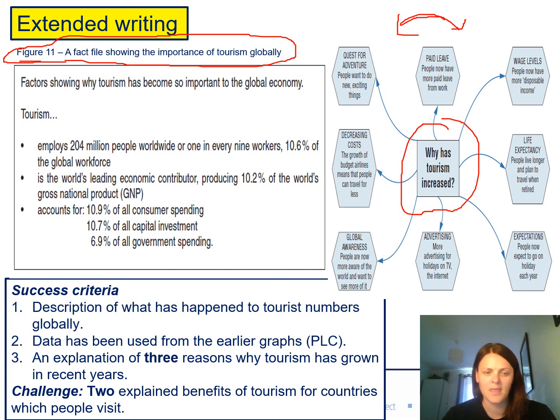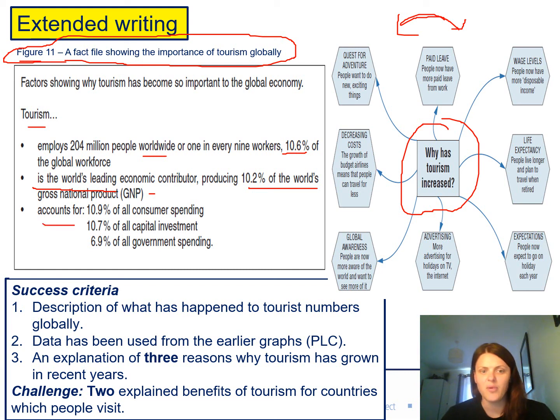Let's read it. It says, tourism employs 204 million people worldwide, or 1 in every 9 workers, 10.6% of the global workforce. So tourism employs a lot of people around the world. Tourism is the world's leading economic contributor, producing 10.2% of the world's GNP, gross national product. So tourism is earning lots of money for the world. And that's really good.